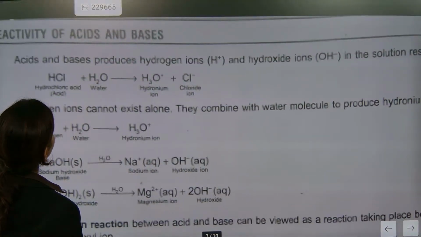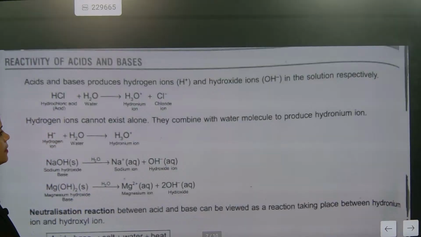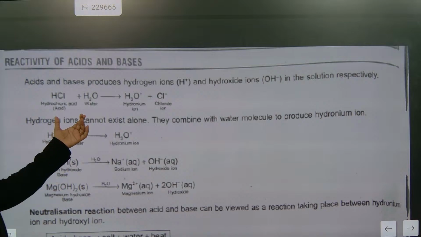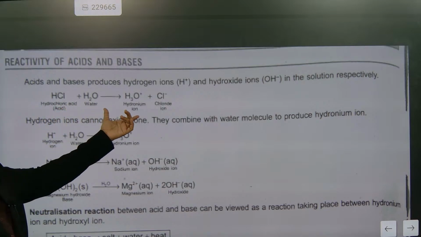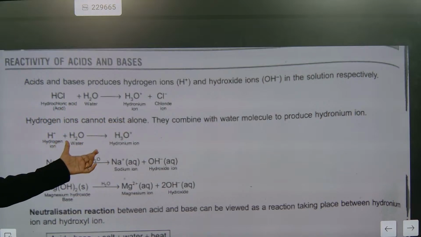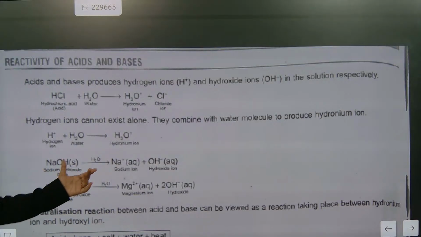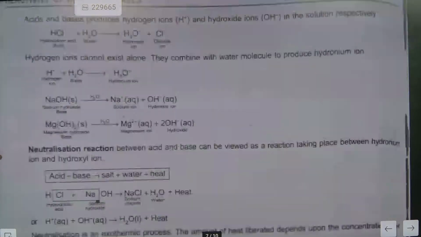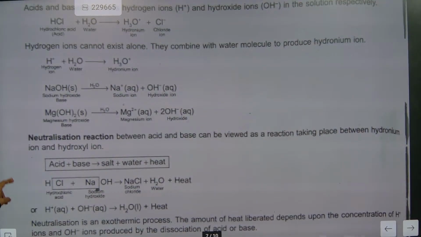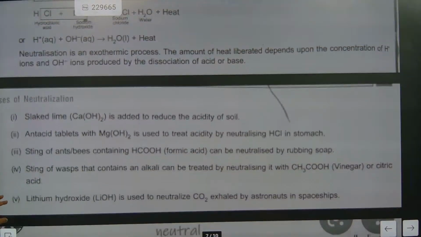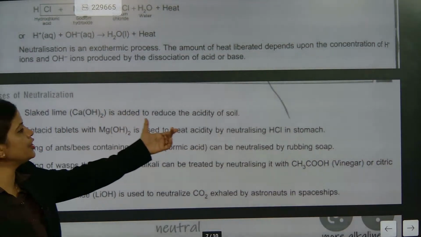Last is reactivity with acids. We already know that when an acid reacts with water, it will make hydronium ion. When a base reacts with water, what will they make? Hydroxide. And when they both join together, it will make a neutralization reaction. So slaked lime is added to reduce acidity.